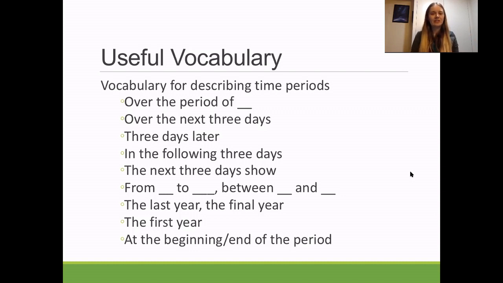So the last year or the final year, the first year, and then at the beginning or at the end of the period. So lots of different ways to talk about different times instead of just saying in 1990. You can use that too, but when you're talking about a range, you can say from 1990 to the year 2000. You can use some different phrasing.